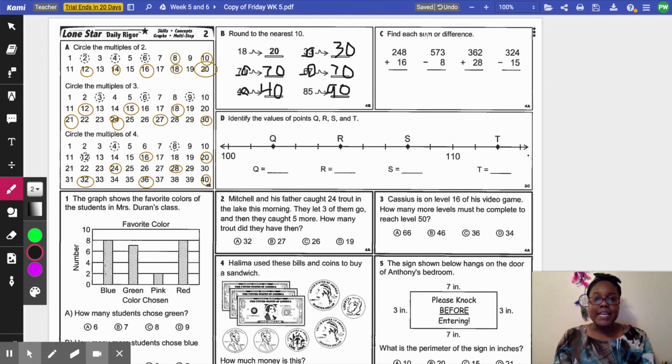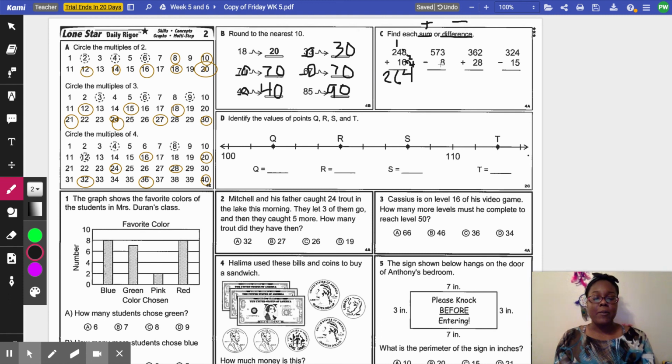Letter C, find each sum. We underline the word sum and we put a plus sign. For difference, difference means to subtract. 8 plus 6. Well, I know that I can decompose my 6 into 2 and 4 because I know 8 plus 2 is 10. So 8 plus 2 gives me 10, plus 4 more gives me 14. So 8 plus 6 is 14. 4 plus 1 is 5, plus 1 more is 6, and 2 plus nothing is 2. The sum is 264.